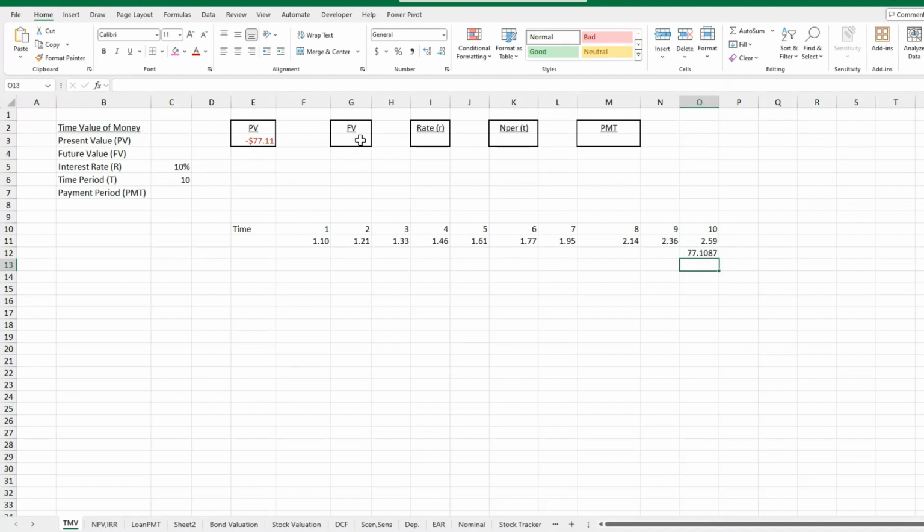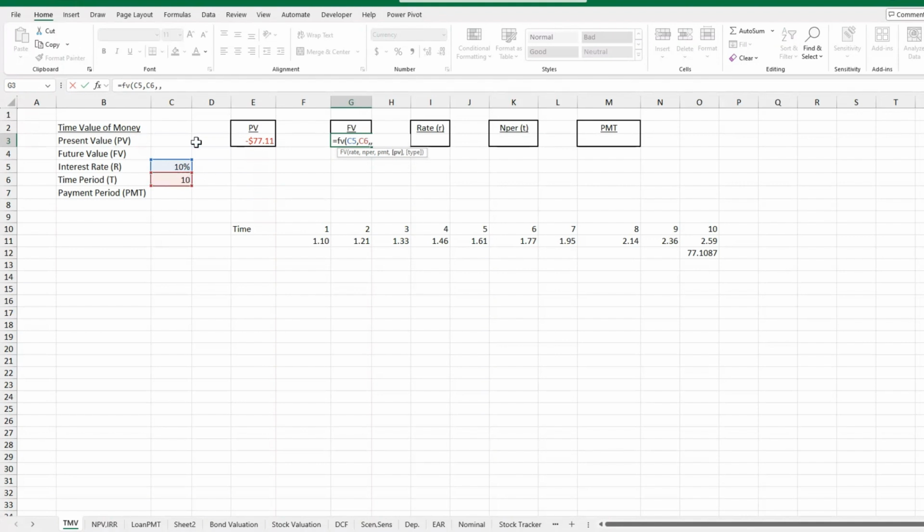So now if I went to my future value function and I did equals FV, and then I open up that bracket, once again, 10% for 10 years. And then we're going to start off with no payment. And then my present value, I'm just going to click on my negative 77 here. It's important that your present value is negative because then it's going to calculate your future value as positive. If your present value is positive, then your future value is going to be negative and it's going to be off probably. So now I'm going to close my bracket here and then I'm going to receive $200.